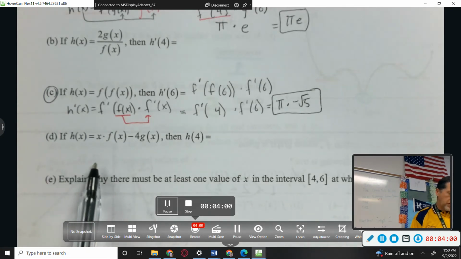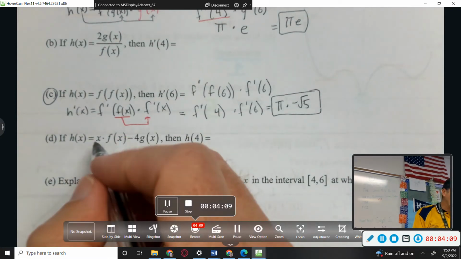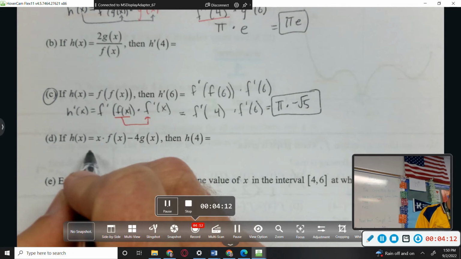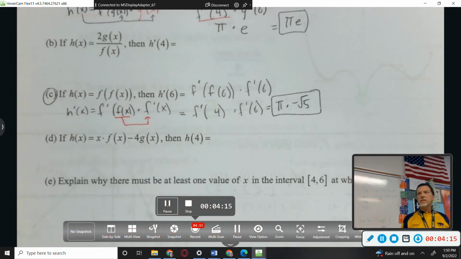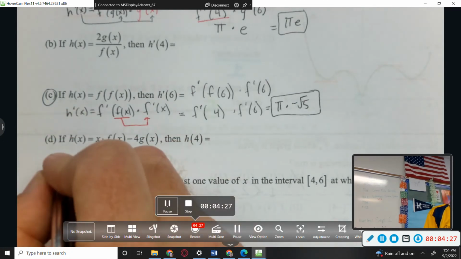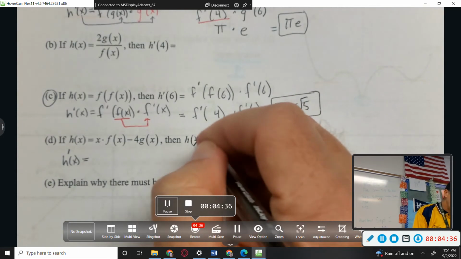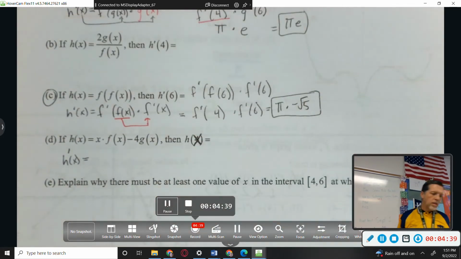Let's see. Do we need to do part D? You tell me, what rule would we be using here? Not the chain rule for part D. What's going on? What's that little dot mean? Multiply, so product rule. So actually let's just write it as h prime of x and then we won't plug in 4. Does that mean x on the outside of all of that? No, because they're not parentheses. So just find h prime of x.